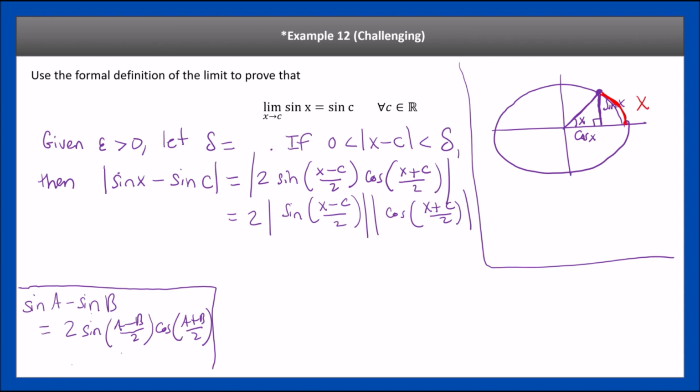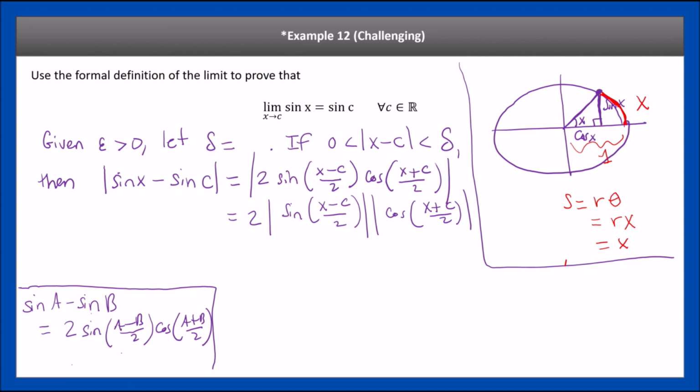Because remember that the arc length is equal to r theta. But theta, the angle, is x, so it's equal to rx. But the radius of the unit circle is 1, and so that means the arc length is x, okay? So it's the same thing there. And x is in radians, of course, and so that's why it's going to work out that way.